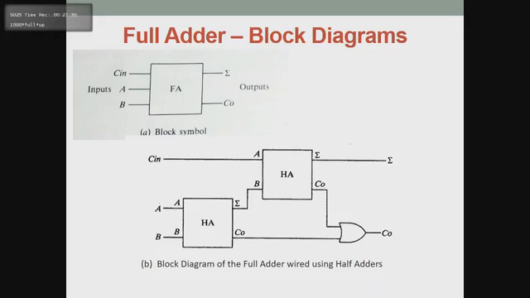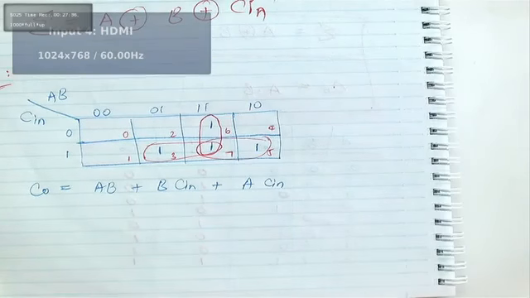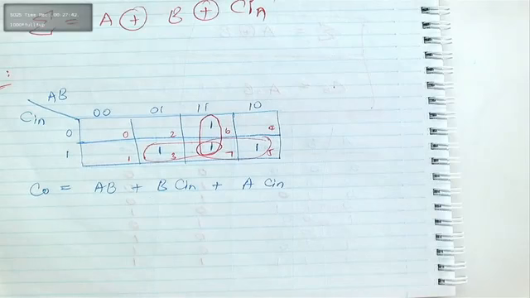But the problem is this. Let's have a look at the equation for the full adder. If you look at the equation for the carry out, can you see that for the carry out it's AB or B C in or A C in? There is no XOR over there. There's XOR over here in the sum equation, but there's no XOR. So we get a bit stuck.